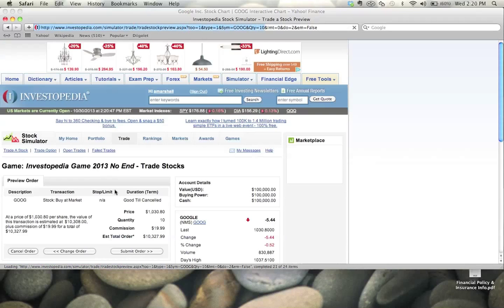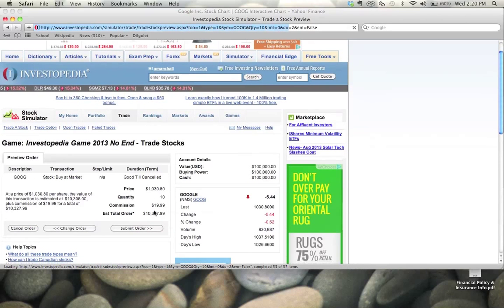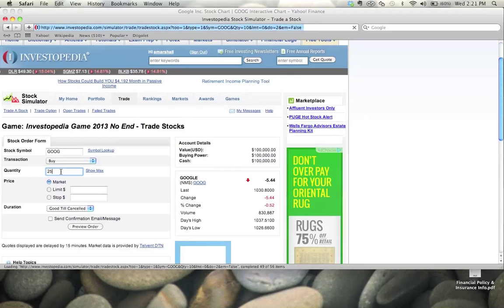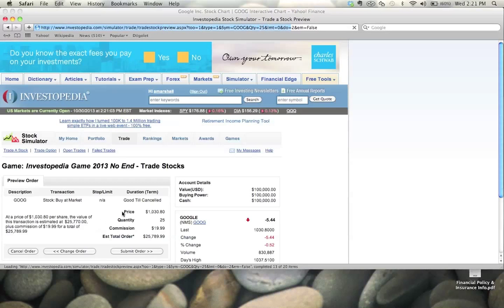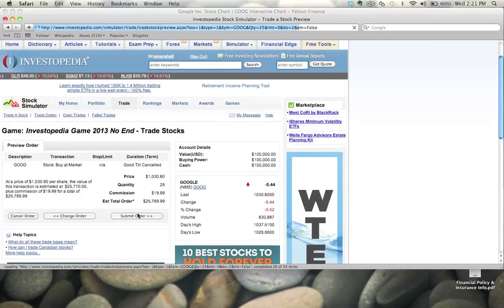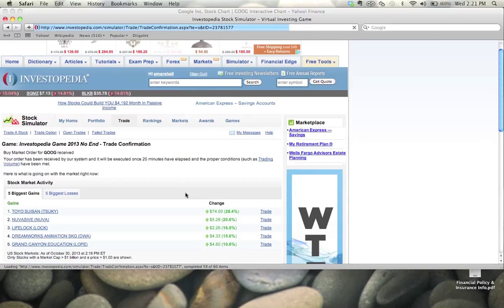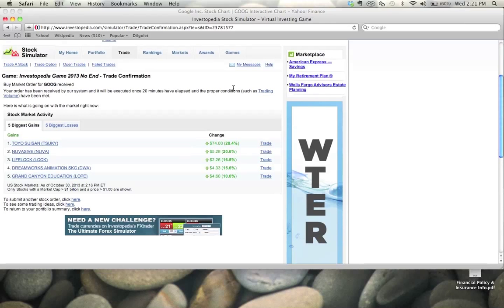We'll preview the order. It'll tell you the total cost of the order. It looks like it's about $10,000. Actually, let's go back and buy some more shares. Let's buy about 25 shares, just to see if it moves a little bit, so you can see how your overall value improves or declines. So submit the order. 25 shares. They do charge commission. Obviously, it's not real commission, but it's trying to simulate what it's like in the real world when you have to pay commission. It sucks. Anyway, all right, so that trade is in.